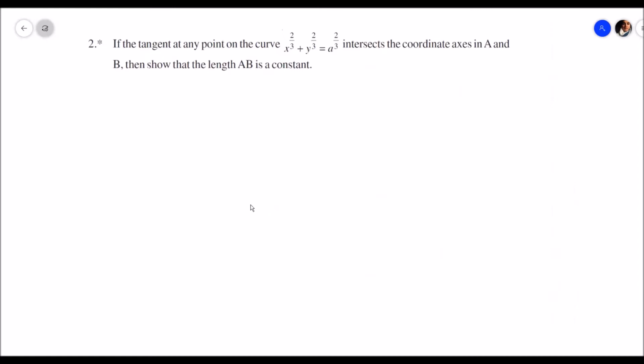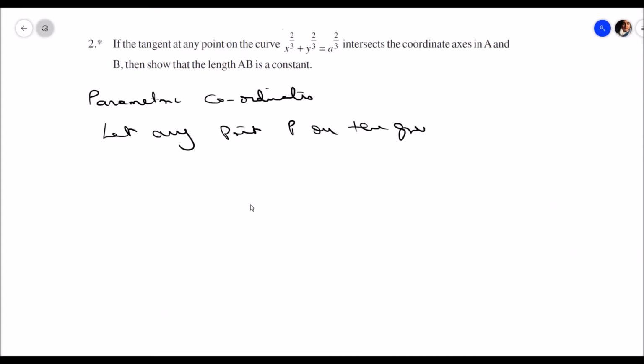So now I want you to understand something called parametric coordinates, right? So what I'll do is I'll take some point P, let any point P on the given curve be P of a cos cube theta, comma, in fact, a sin cube theta. Okay, this is called a parametric coordinate.